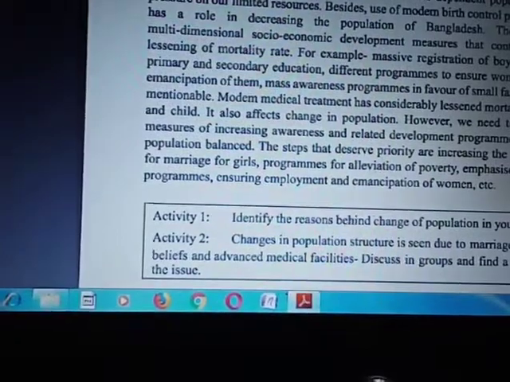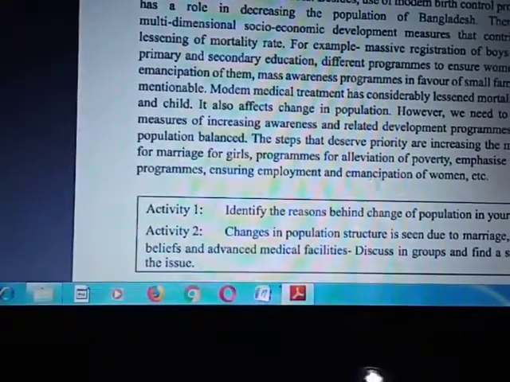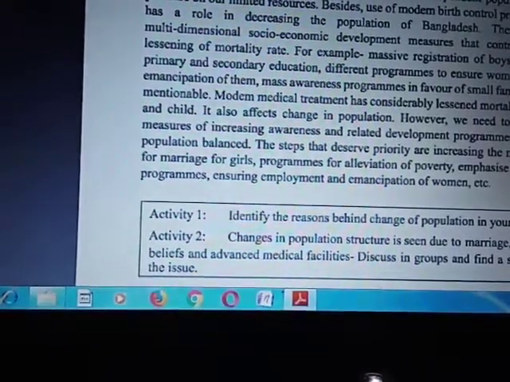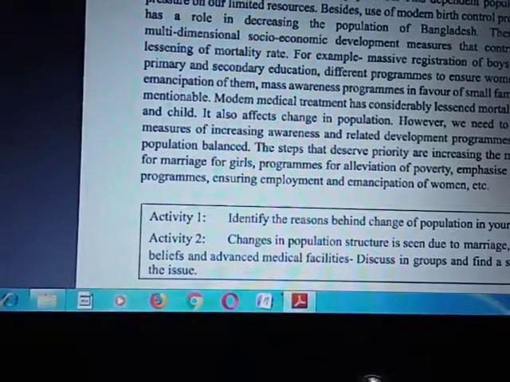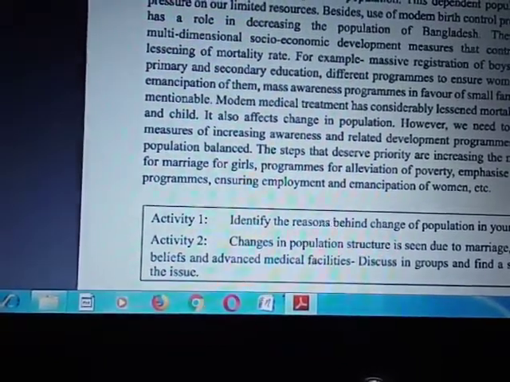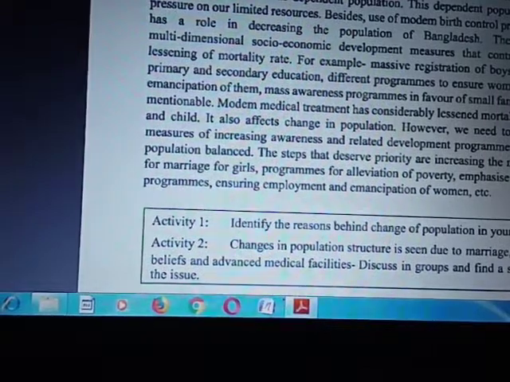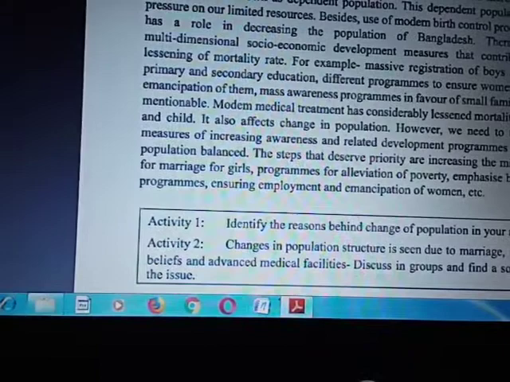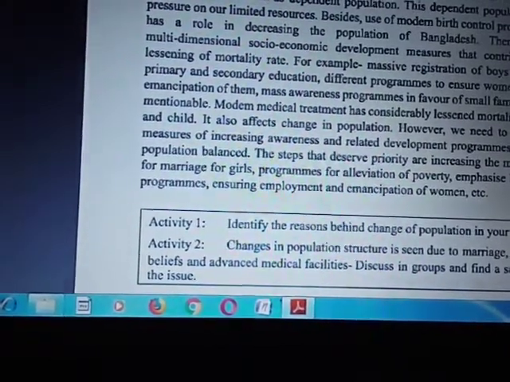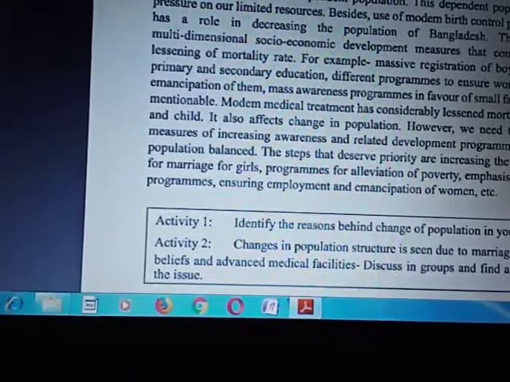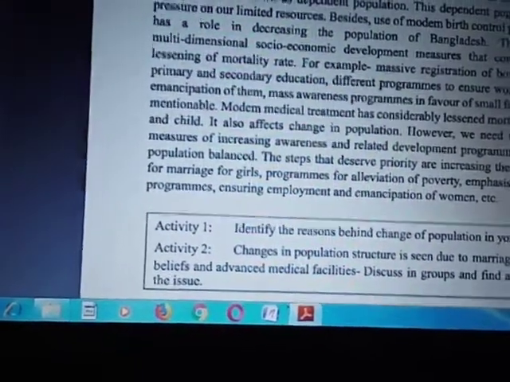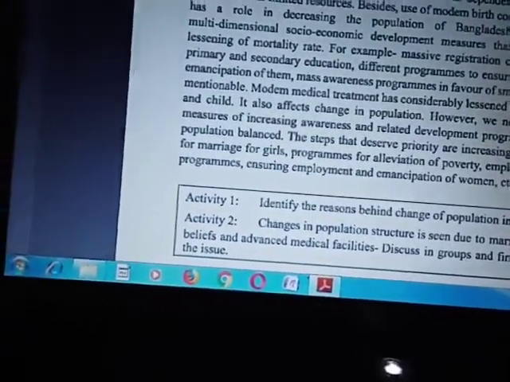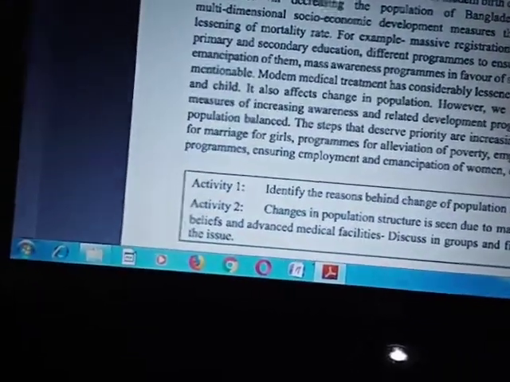There are also multidimensional socio-economic development measures that contribute to the lessening of mortality rate. For example, massive registration of boys and girls in primary and secondary education, defined programs to ensure women's rights and emancipation of them, mass awareness programs in favor of small families. Actually, we have to campaign more and more to lessen the family size and the mortality rate.